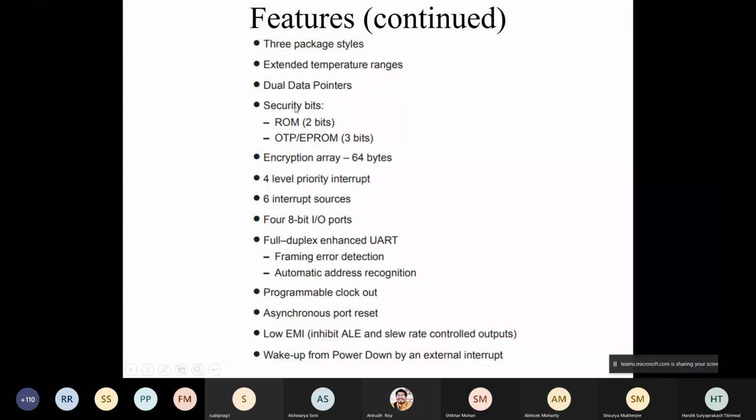Now, there are security bits. Security bits means there are certain locking bits. It's like a simple lock with a key. Suppose we have a house and we are going out. What we do, we generally lock our house from outside and take the key with us. Why is it required? Because you don't want any intruder or any external person to enter your house. You want to secure your belongings.